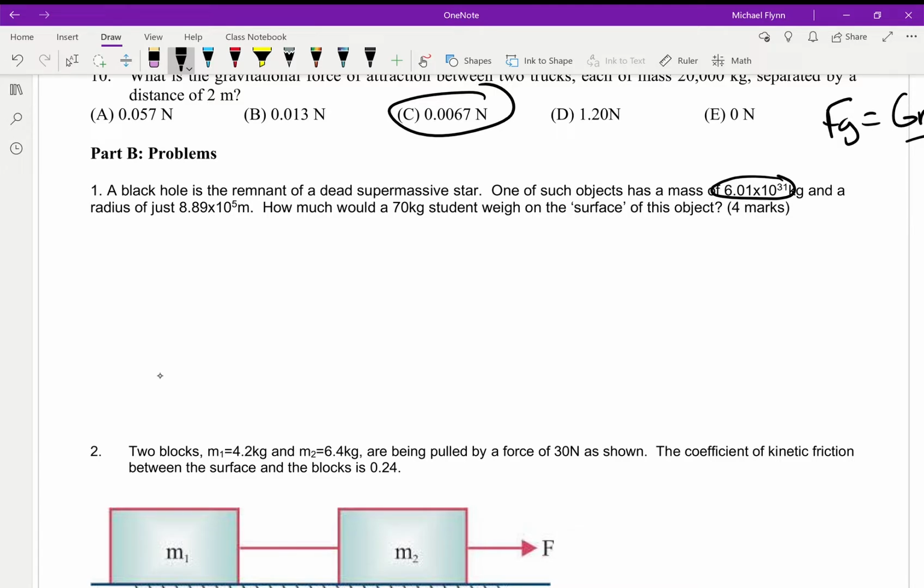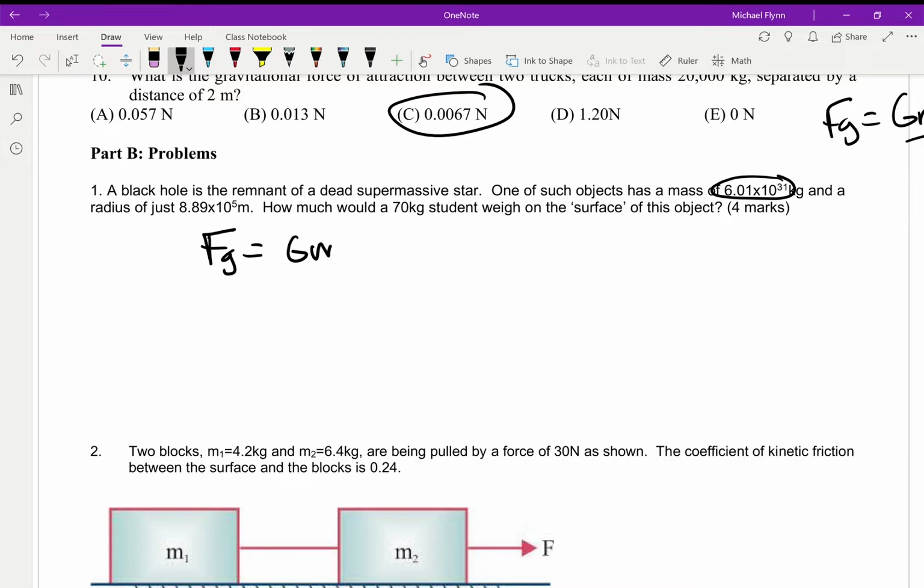And it has a radius of just, this is smaller than Earth's radius. Earth's radius is 6.4 times 10 to the 6. So it's bigger than 20 suns, and yet smaller than Earth by quite a large margin here. How much would a 70 kilogram student weigh on the surface of the black hole? They'd never survive it, but anyway, we just do this.